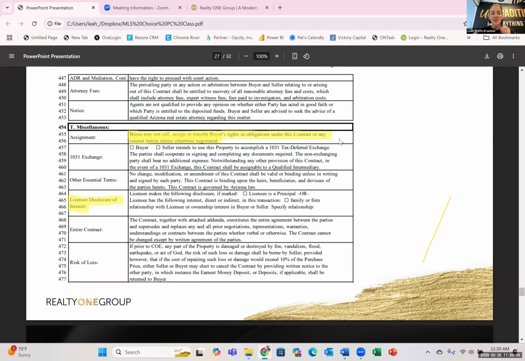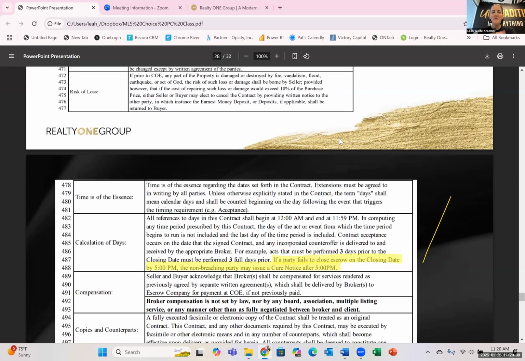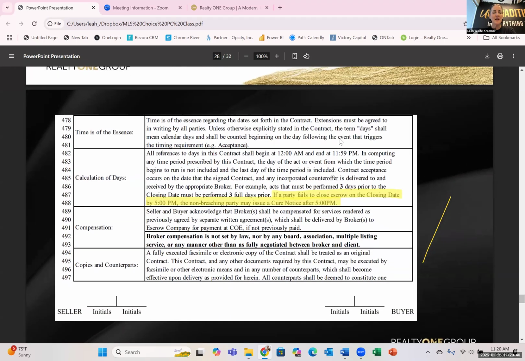I also like this licensee disclosure of interest. I think sometimes, not intentionally, you just forget if you are going to be a principal in a transaction or you're related to a principal in a transaction, you forget to make that necessary disclosure to make the other party aware of that relationship. So here it makes it easy for you and you just have a box that you need to mark to disclose that. Only if it applies, obviously. All the risk of loss stuff, still the same percentage, same requirements.